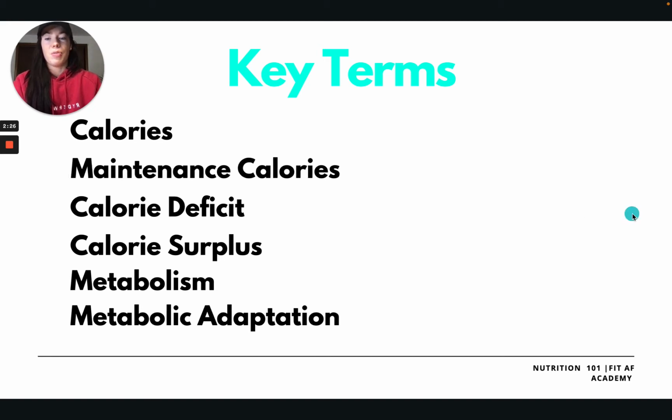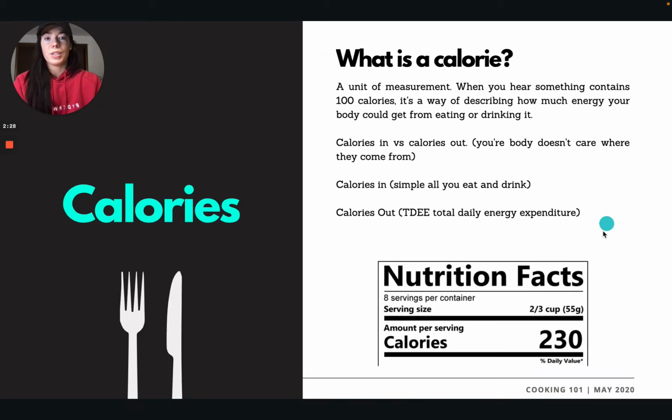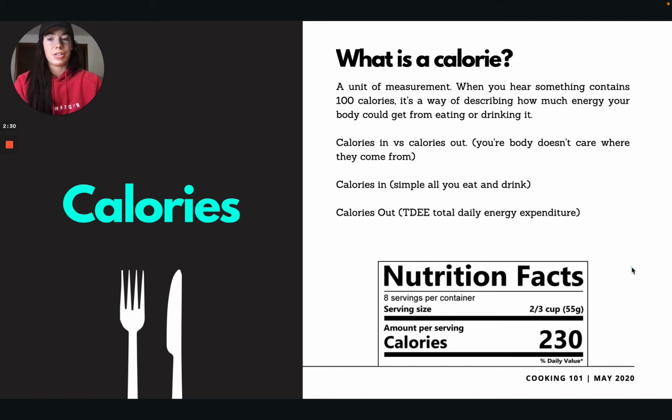All right, so moving on from there, we're going to go deeper into each of these key terms. So calories. What is a calorie? Like I said, it's a measurement. When you hear that something contains 100 calories, it's just a way of describing how much energy your body could get from eating or drinking it. So just remember that it's calories in versus calories out. Your body literally does not care or know where the calories are coming from.